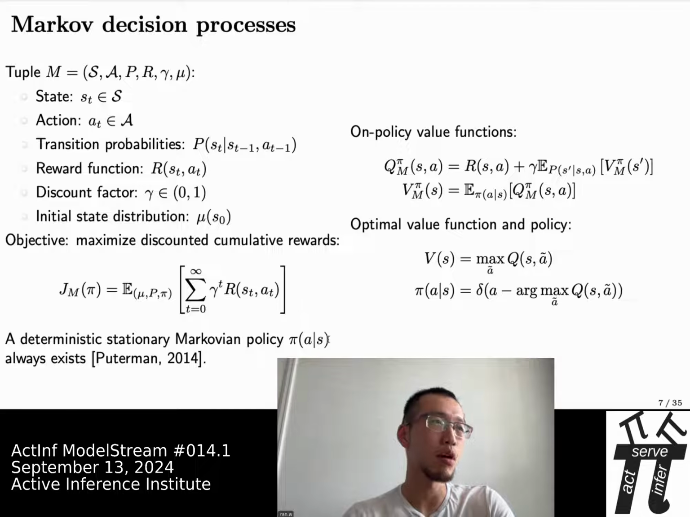So the only thing I wanted to highlight on this page is that the classic MDP theory says that for a given MDP with known transition probabilities and known reward function, there always exists at least one deterministic stationary Markovian policy, and then the value function of the policy, which is the value accrued by the policy in the MDP, can be computed from the Bellman equations.